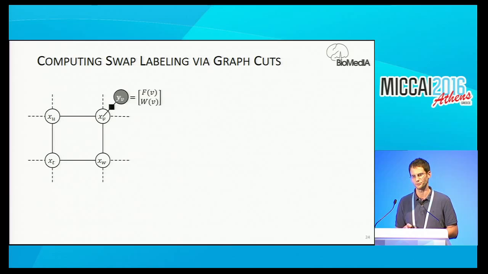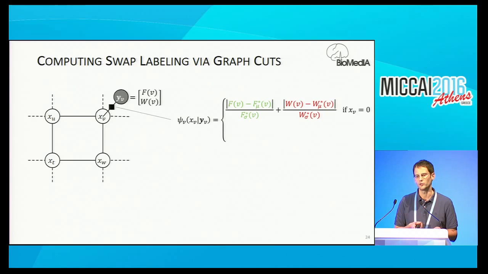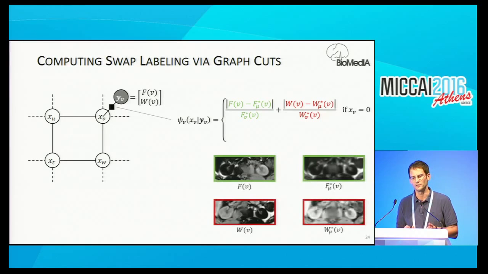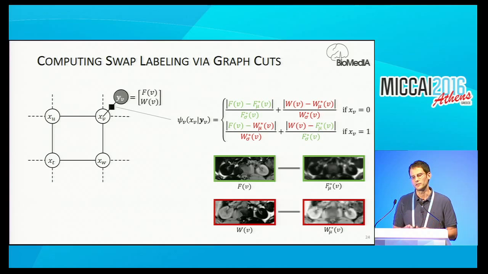And the unary potentials in the CRF then define our likelihood term, where we say if we assign a zero to a variable, which means this voxel should not be swapped, then the intensities should be somewhat close in the original image and the swap-free image in terms of absolute difference. And we weight this by the standard deviation here. However, if a voxel should be swapped, the likelihood term should tell us that the original intensities should be closer to the respective counterpart of the prediction.